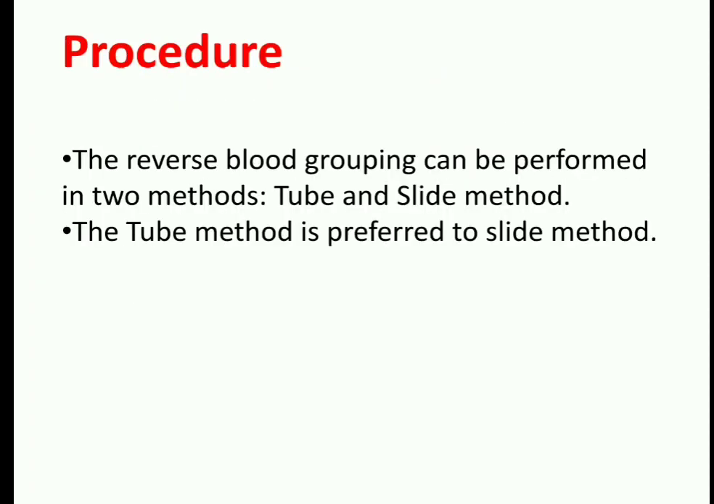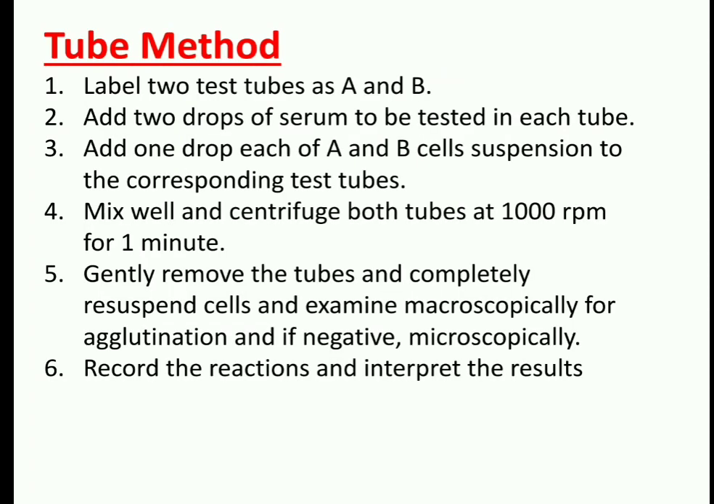Now the procedure of serum grouping or reverse grouping. The reverse blood grouping can be performed by two methods, tube method and slide method. Mostly the tube method is preferred. Label 2 tubes as A and B. Add 2 drops of serum to each test tube. Add 1 drop of A and B suspension to the corresponding test tube. Mix well and centrifuge at 1000 rpm for 1 minute.